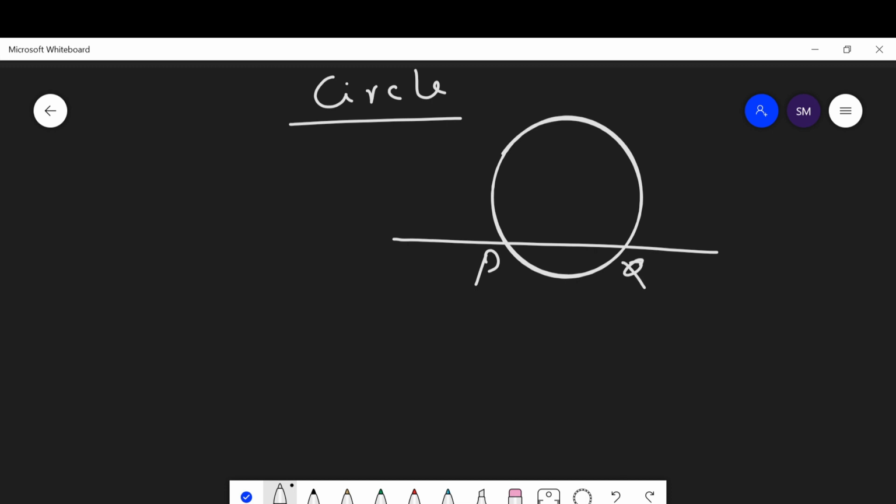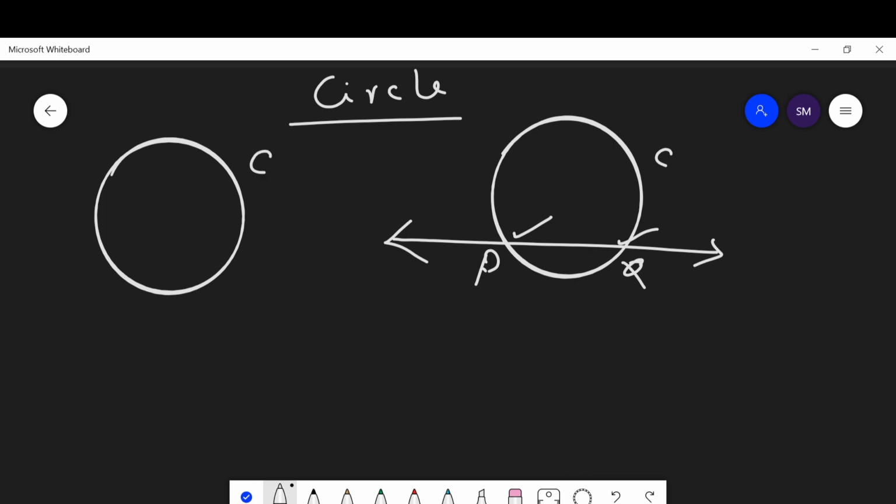Here PQ is the line, C is the circle, and PQ intersects the circle C at the points P and Q. This line is called the secant to the circle. While the tangent is the line drawn to the circle, suppose C is the circle, which intersects the circle at one point. Here L is the line which intersects the circle at the point P. Then L is called the tangent to the circle.